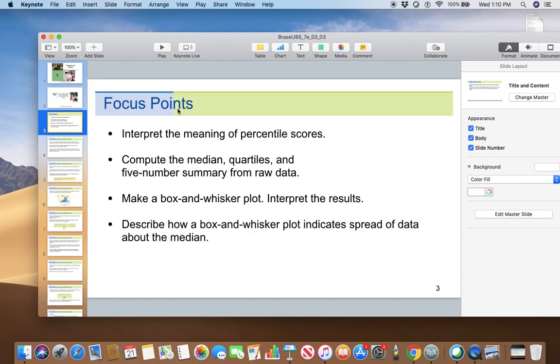Here, the focus points of this section are to interpret the meaning of percentile scores, to compute the median, quartiles, and 5-number summary from raw data, to make a box and whisker plot and interpret the results, and to describe how a box and whisker plot indicates spread of data about the median. Okay, so let's understand what all these points mean.